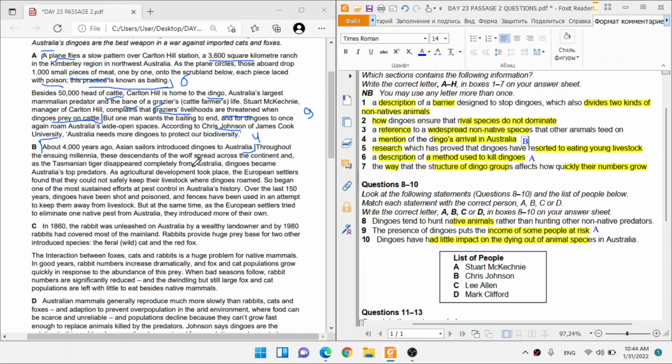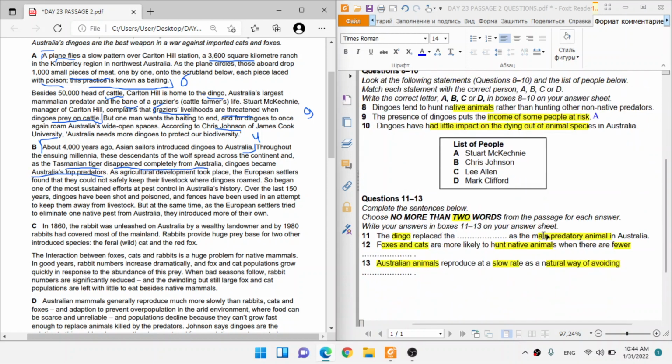The arrival was made possible by Asian sailors. Throughout the following 1,000 years, these descendants of the wolf spread across the continent, and as the Tasmanian tiger disappeared completely from Australia, dingoes became Australia's top predators.